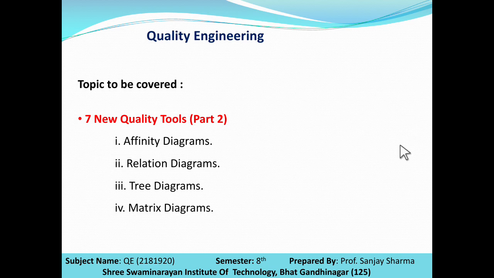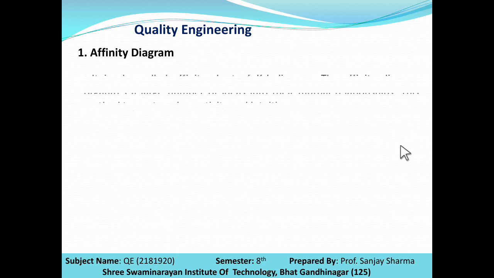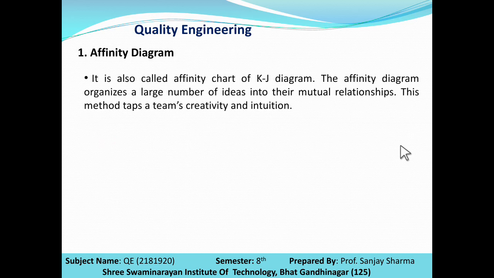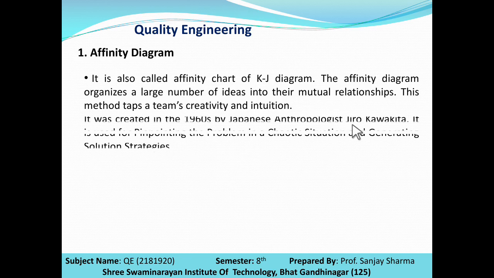So now, what is the affinity diagram? The affinity diagram is also called the KJ diagram. You can say it is also termed as the KJ diagram. The affinity diagram organizes a large number of ideas into their mutual relationship. This method taps a team's creativity and intuition. So the main objective of this affinity diagram is to organize a large number of ideas into their mutual relationship.